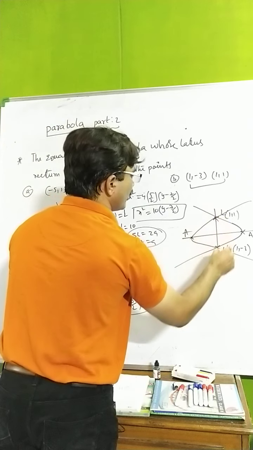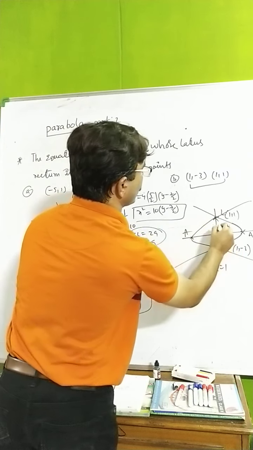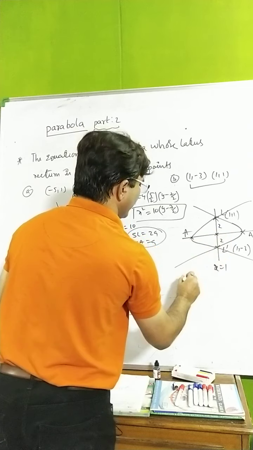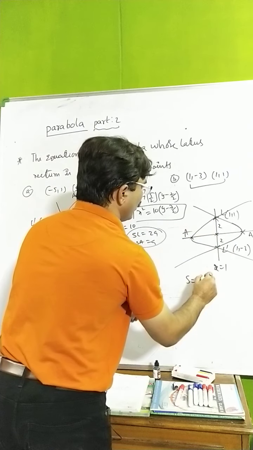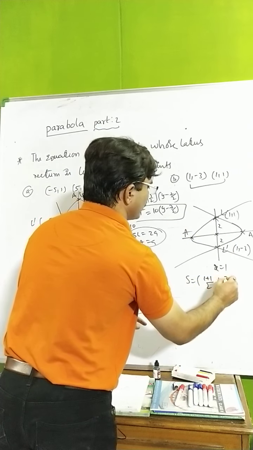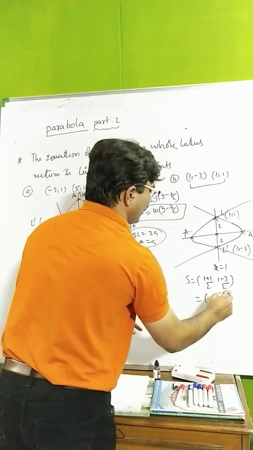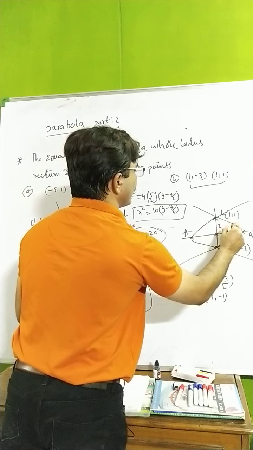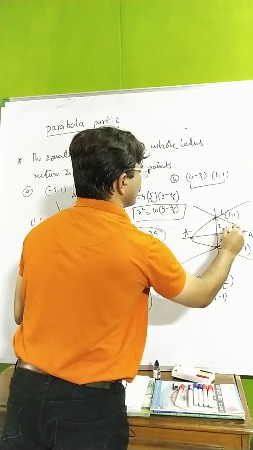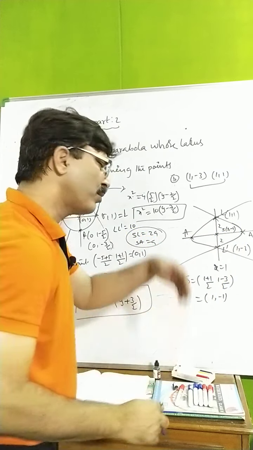Now the question is, the length of this one is what? 4. This is 2, this is 2. Midpoint, yes, you have to find. What is the S here? 1 plus 1 by 2, 1 minus 3 by 2. You are getting here 1 comma minus 1. His focus is 1 comma minus 1 for both the parabolas.